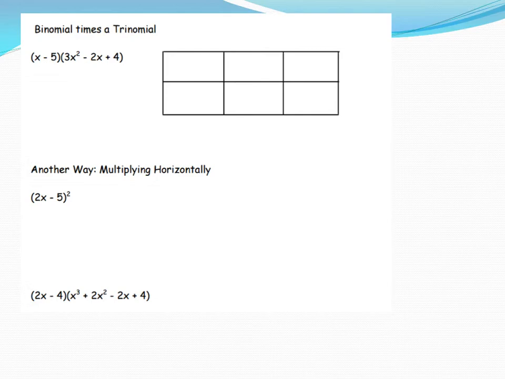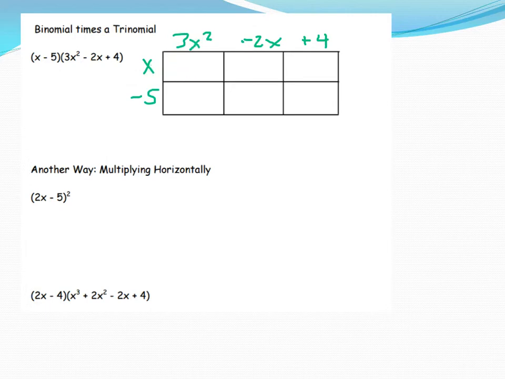Again, I have my binomial x minus 5. I'm going to put the x there, the minus 5 here. Set up my trinomial. I have 3x squared. I have minus 2x. And then plus 4. So I'm going to put those three in those locations. Now what you're going to do again is multiply. If I want to find this cell, I'm going to do 3x squared times x.